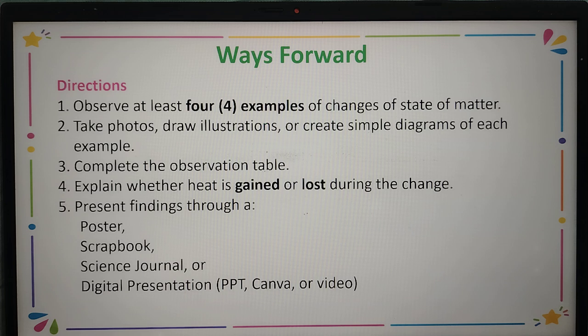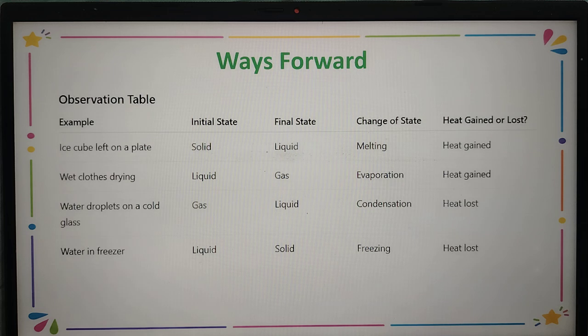What they can do is observe at least four examples of changes of state of matter, take photos, draw illustrations, or create simple diagrams of each example. Complete the observation table. Explain whether heat is gained or lost during the change. Then present findings through a poster, scrapbook, science journal, or digital presentation. Ways forward example here.